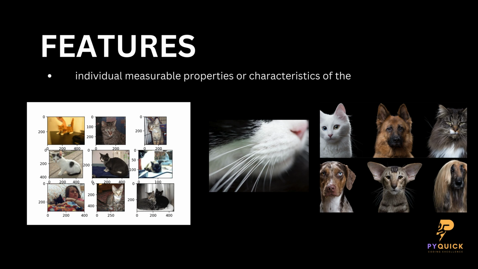Features. Features are individual measurable properties or characteristics of the data. In our cat and dog example, features could be the pixel values in an image, the length of the whiskers, or the color of the fur. Each feature helps the model understand and differentiate between the two animals.